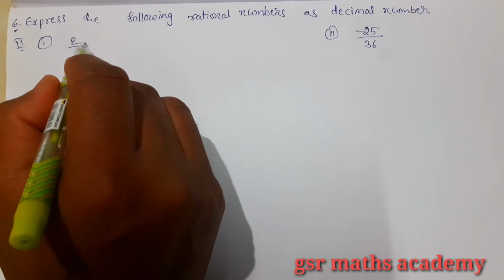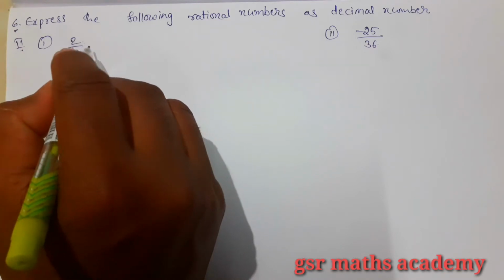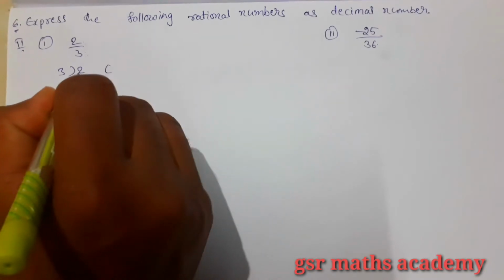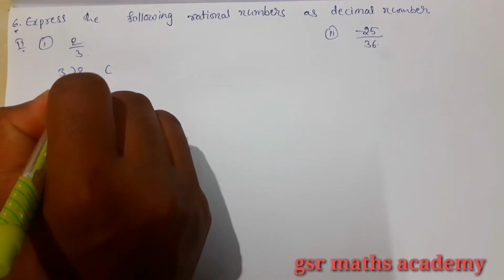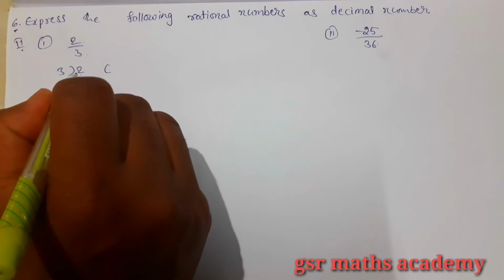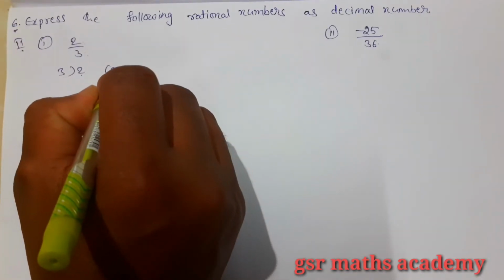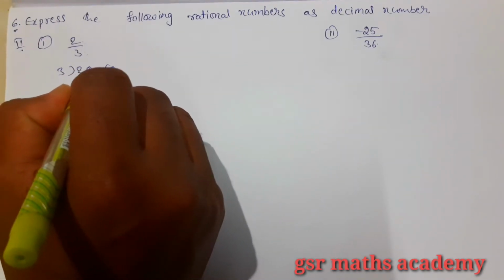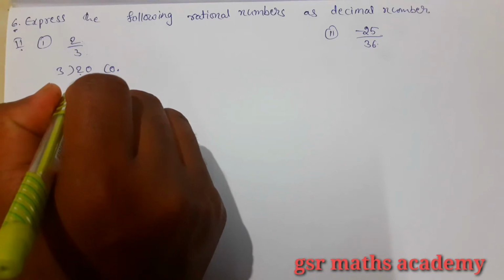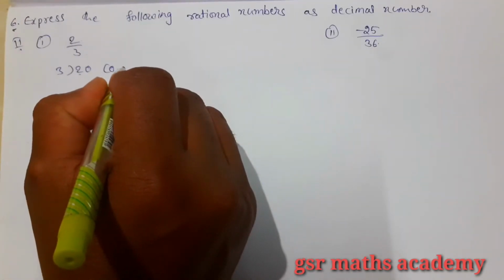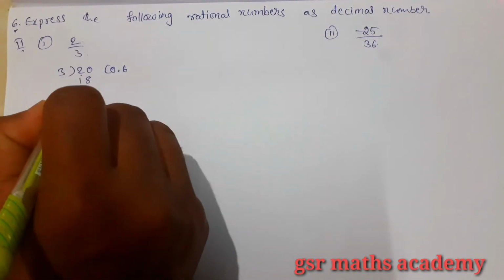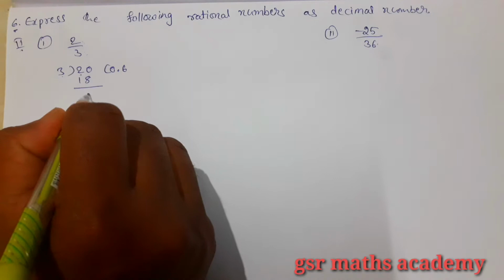We need to represent this 2 by 3 in decimal form. In order to do so, we need to divide the numerator 2 by 3. As the numerator 2 is smaller than the denominator, we cannot subtract 3 from 2. So we need to take a 0 and put the decimal point. Then our dividend becomes 20. So 3 sixes are 18, and subtracting 18 from 20, 2 remains.